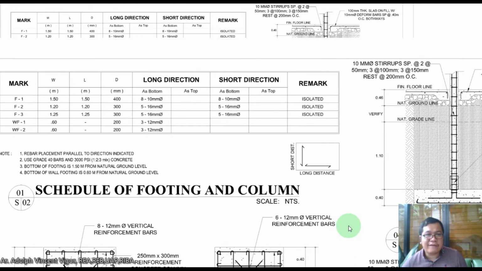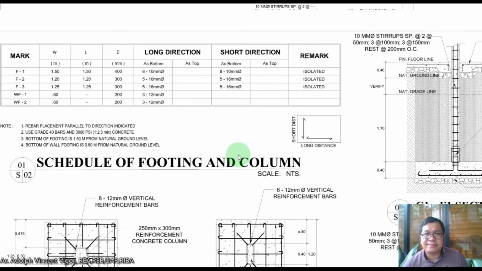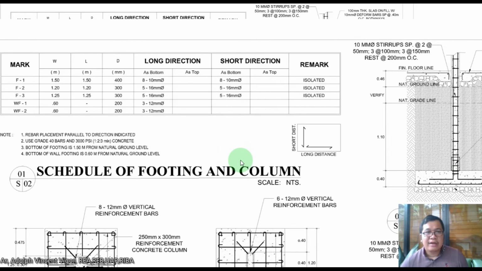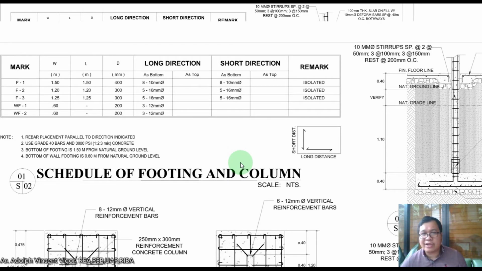So here you can find the schedule of footing and column. For instance, in the mark of F1, with the width and the length, the dimension, then the long direction, then the short direction, then the remarks. It's an isolated column.